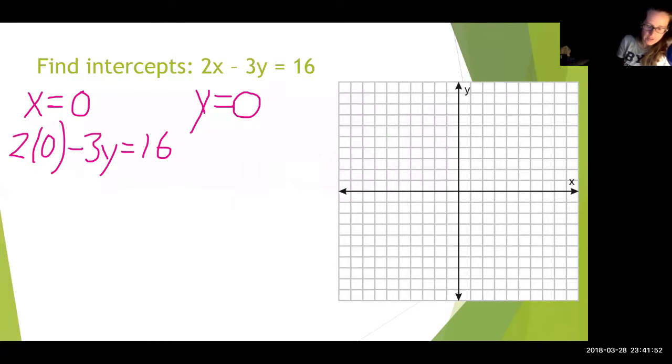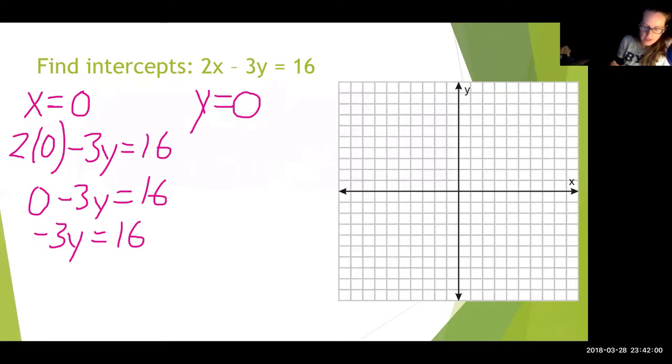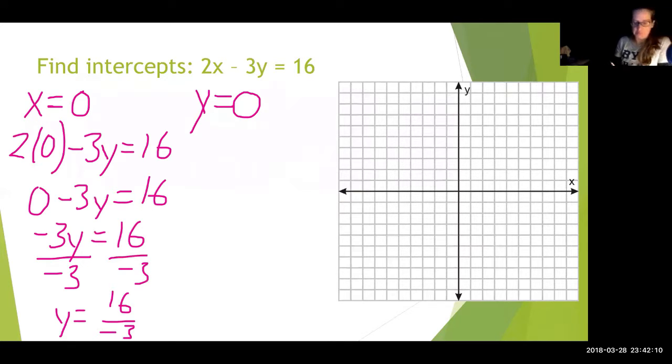2 times 0, that gives us 0. Minus 3y is equal to 16, which is just -3y is equal to 16. Don't throw that negative sign out. Divide by -3 on both sides, and we get y is equal to 16 over -3, which may look ugly, but it's not that bad. How many times does 3 go into 16? Well, it goes in 5 times.